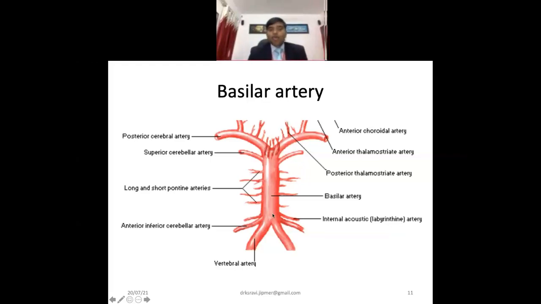This arises close to the lower border of the pons. Over here, you can appreciate at the lower border of the pons, these two vertebral arteries join and form the basilar artery. And at the same point, you can appreciate over here that this anterior inferior cerebellar artery will be arising. It will arise from this basilar artery, and then it will form a loop over the flocculus of the cerebellum. And then it will go into the internal acoustic meatus, right?